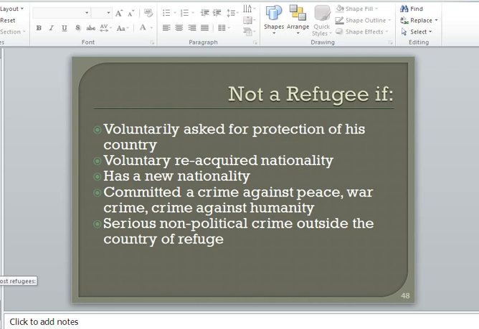You're not a refugee if you have voluntarily asked for protection of your country, or if you voluntarily reacquire nationality, so if you go back to your home country. If you've committed a crime, a war crime or a crime against humanity, you can't then leave that country and claim that you're a refugee, that it's not safe for you to go back. Or if you have committed another crime outside another country.